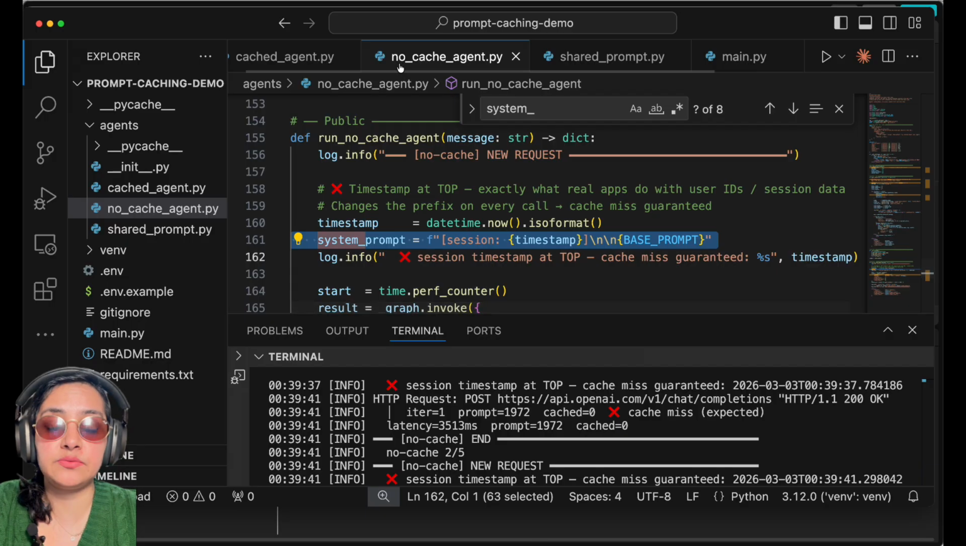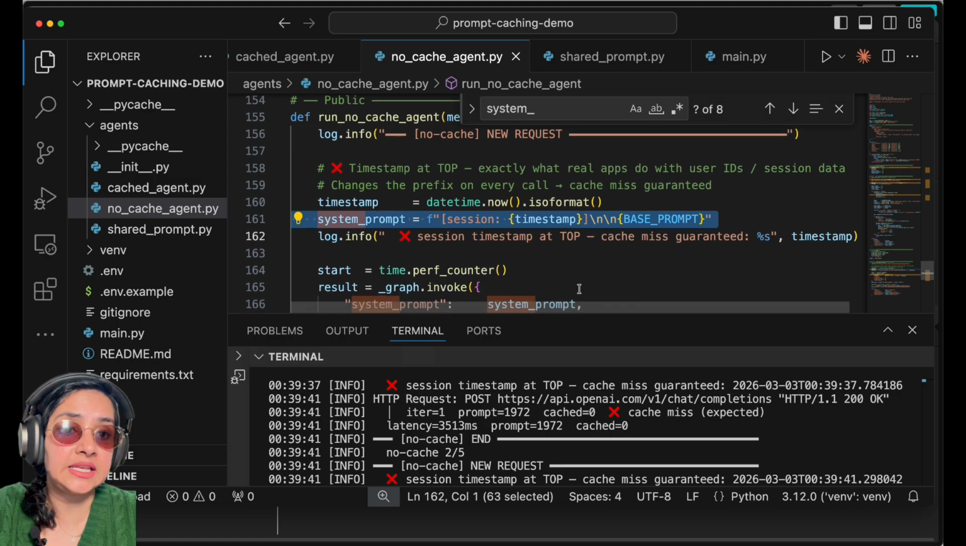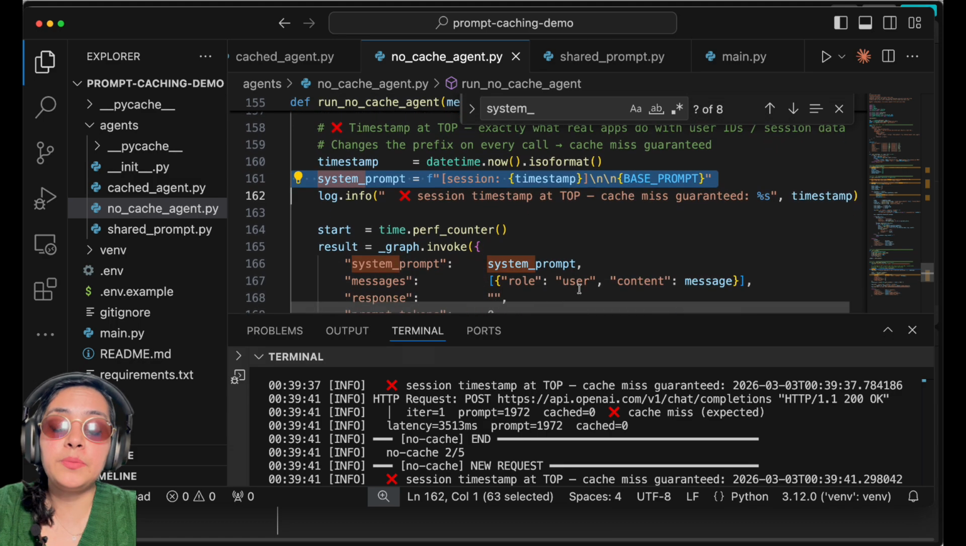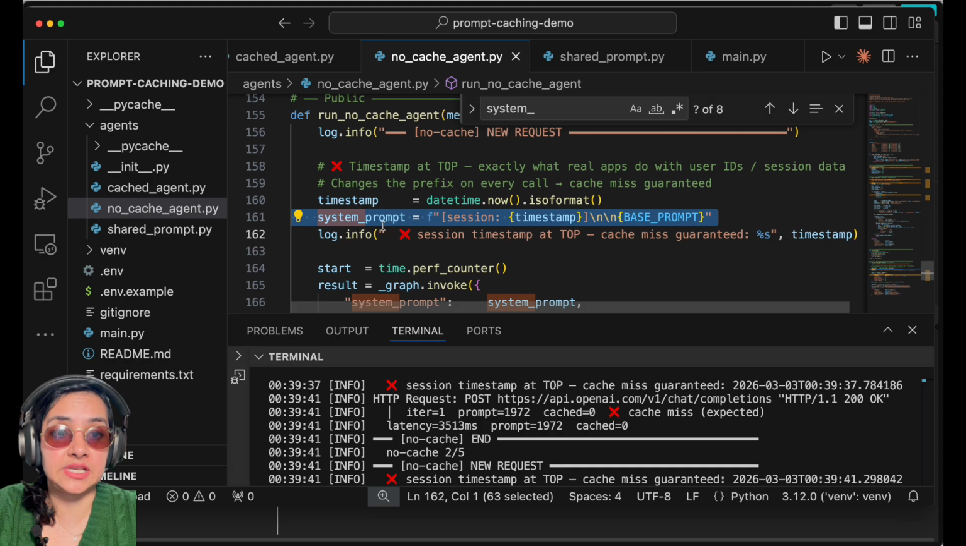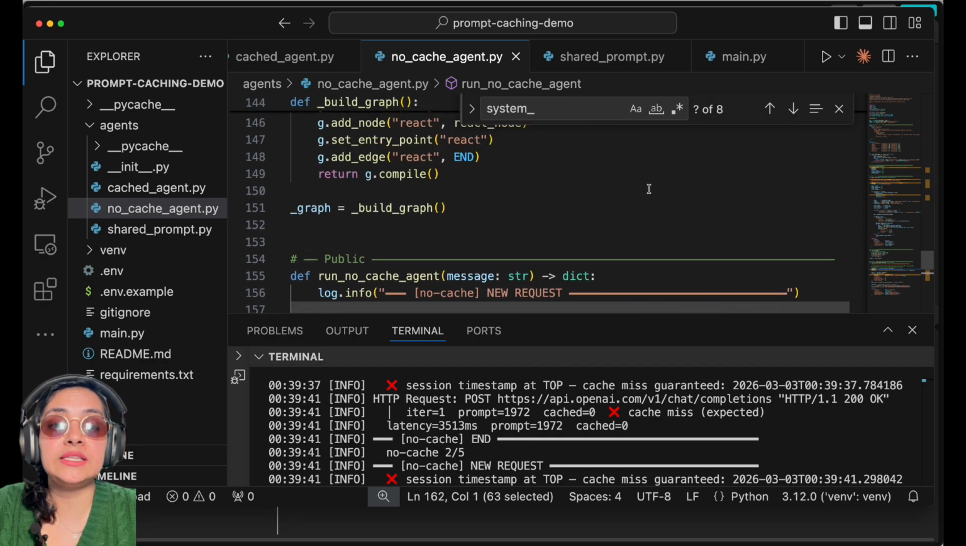Here's the broken agent with no cache. Look at how the system prompt is built. Session timestamp injected at the top. Completely normal thing to do. Real apps put user ID, session tokens, current date at the top of the context. But OpenAI caches from the very start of the prompt. That timestamp changes every millisecond, so it's a new prefix on every single call. Cache miss every time.